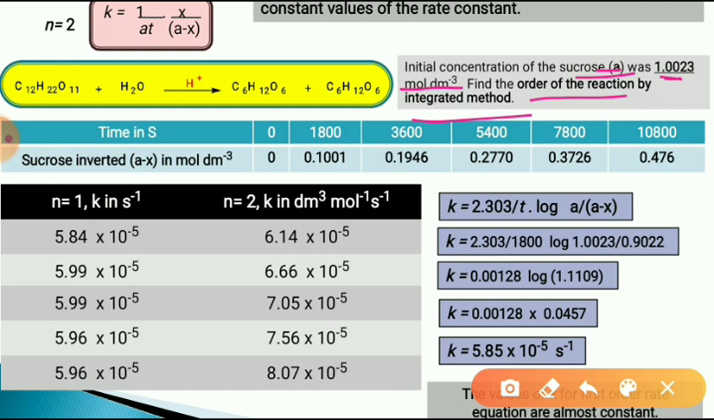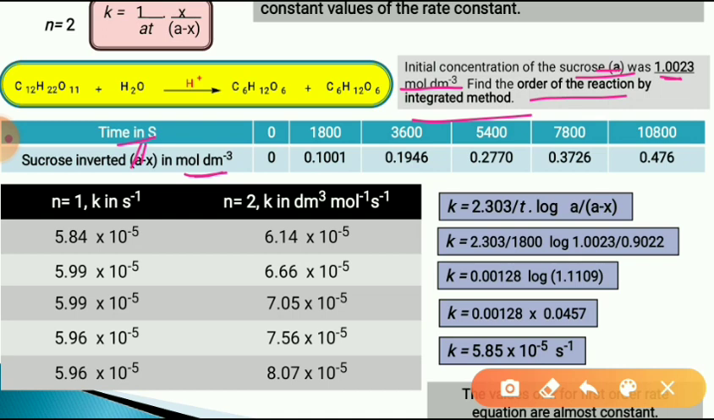Now here the data is given: the time in seconds and the sucrose inverted in mole per dm cube. So these are the values. If you see, by mistake it is a minus x, actually it is only x. The value of x is given in this table at a particular time.